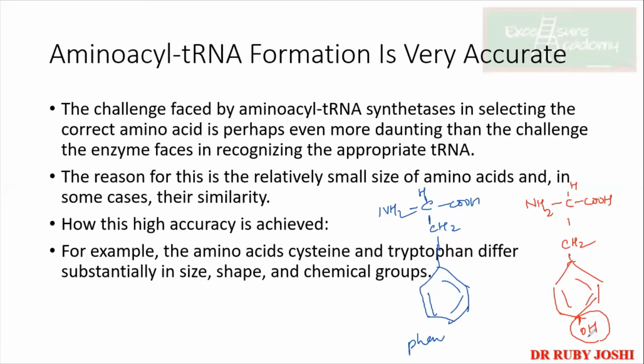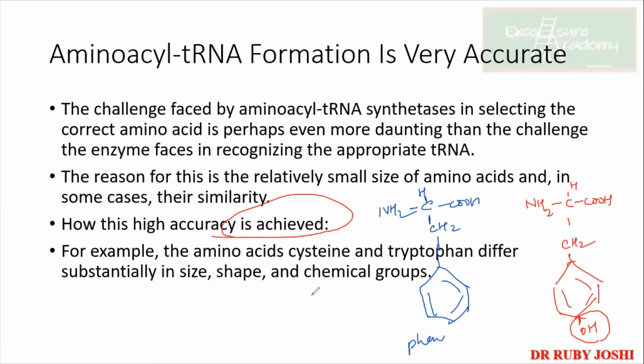So if you see, the structures are very much similar, it's just that one alcohol functional group is present. Okay, so there might be a chance where the tRNA synthetase can make a mistake of taking tyrosine instead of phenylalanine or vice versa. So that can also happen, right? So the question is how this high accuracy is being achieved. For example, the amino acids cysteine and tryptophan differ substantially in size, shape and chemical groups. So if you have such amino acids, definitely any enzyme can differentiate.